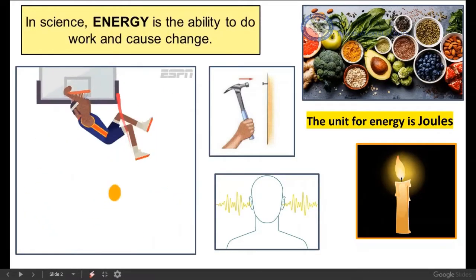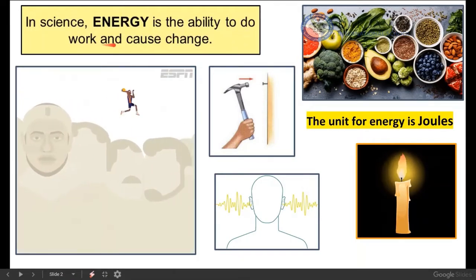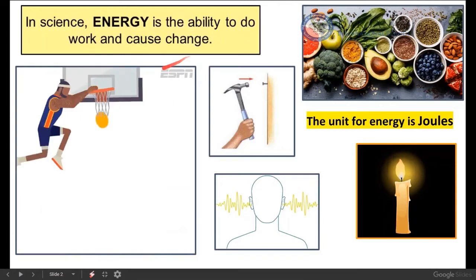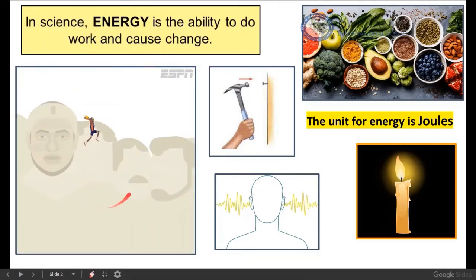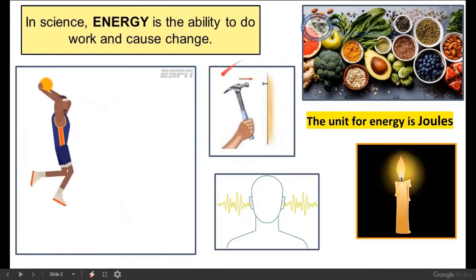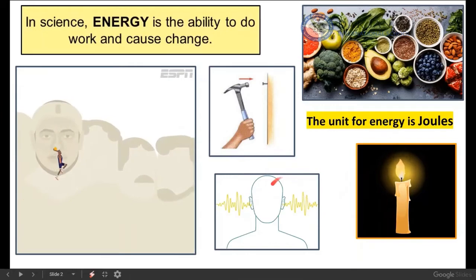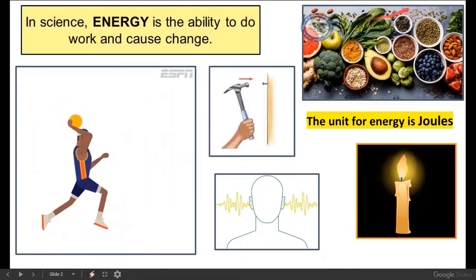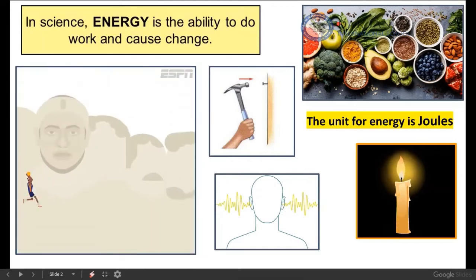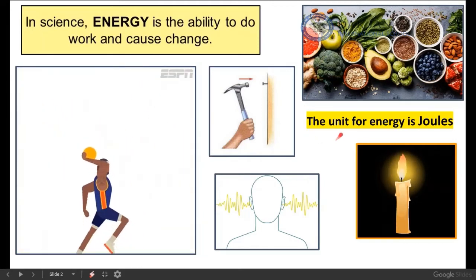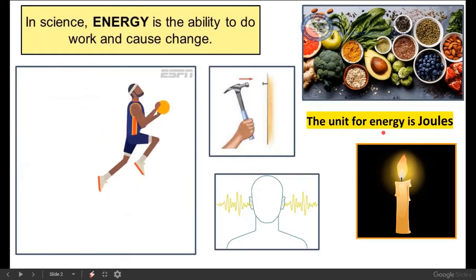Last time we learned about energy. We said that energy is the ability to do work and cause change. Many kinds of energy exist. We have mechanical energy, the energy of movement. We have sound and light energy that move in waves. And we also have chemical energy found in food and fuel. We also mentioned the unit for energy is joules, named after the scientist Joule.